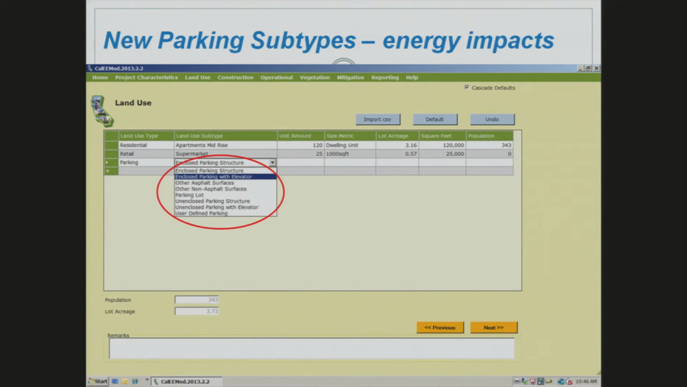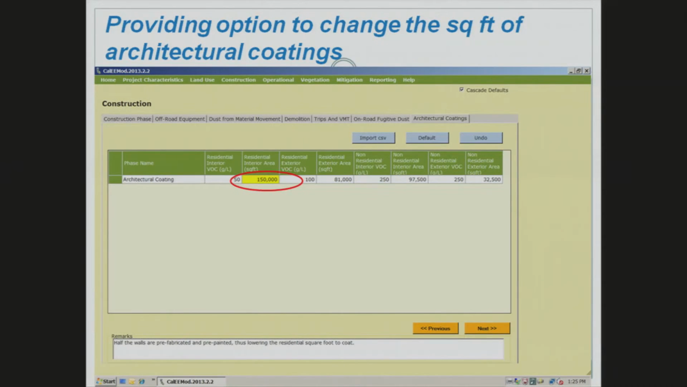Talked about the parking lots. So in order to best calculate all these new energy impacts, we had to take a step back and say, okay, there's a difference between a parking lot versus a parking structure that might be enclosed or not enclosed, with an elevator or without an elevator. So you'll see some new listings there for parking subtypes.